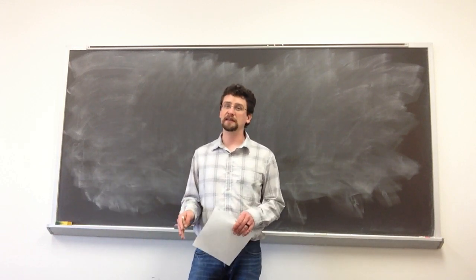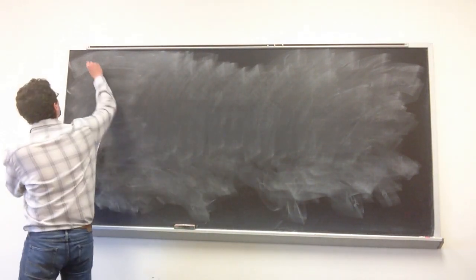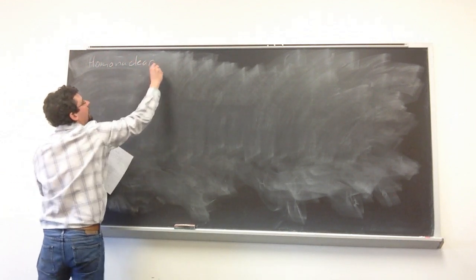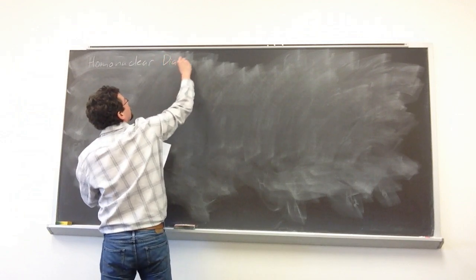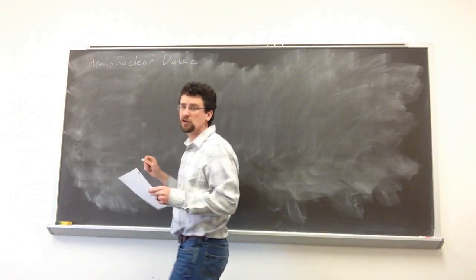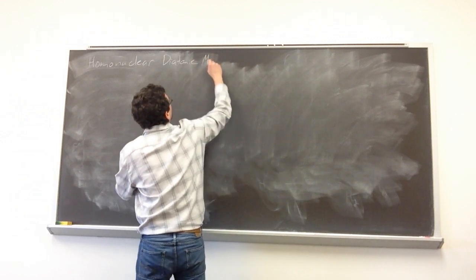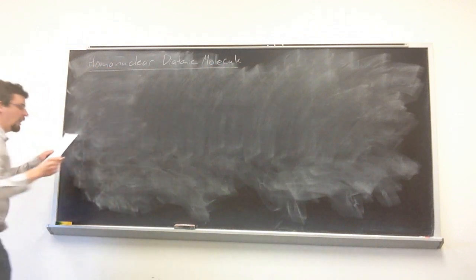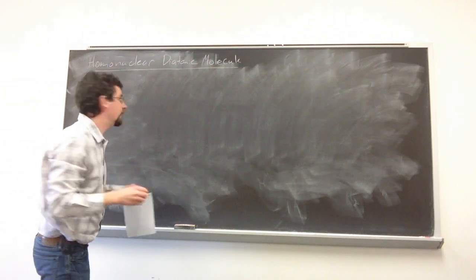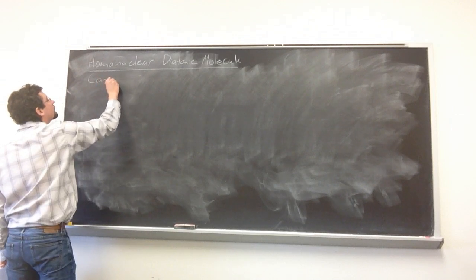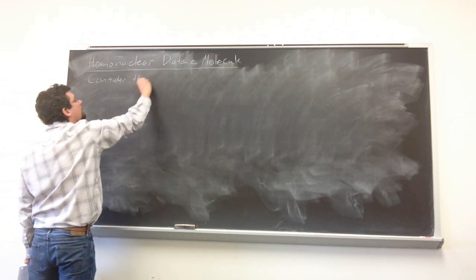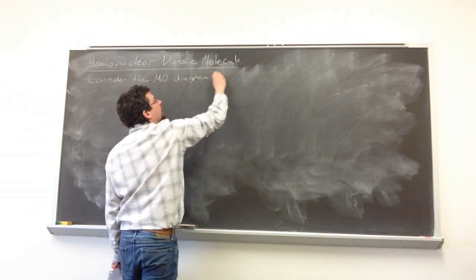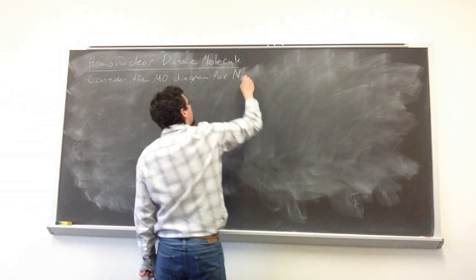Today we're going to talk about molecular orbital theory as it's applied to a homonuclear diatomic molecule. Homonuclear meaning the same atom, diatomic meaning two atoms, and of course molecule, a collection of atoms. We're going to consider the MO diagram for N2, nitrogen.